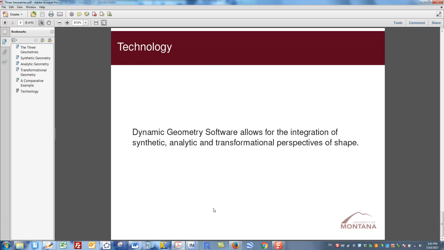And so I want to show you how these three perspectives come alive in technology, in a setting that's technologically dependent. So this is the software GeoGebra. Those of you who are coming off our technology course have probably had some introduction to this.